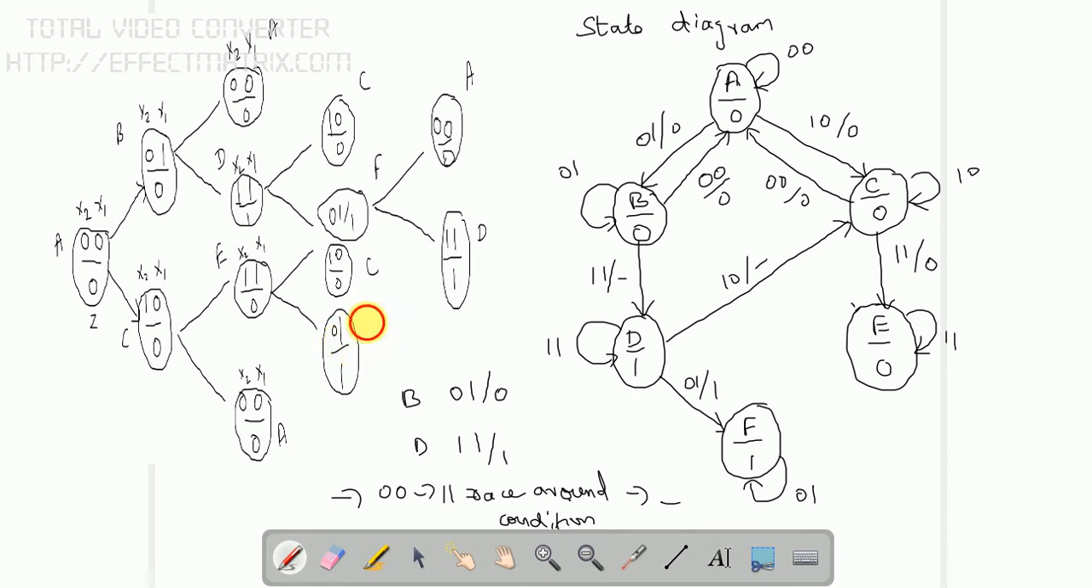0 1 by 1, that is F. So E to C, again E to C, 1 1 to 1 0. So the receiving state input is 1 0, so 1 0 slash 0. The outputs are 0.